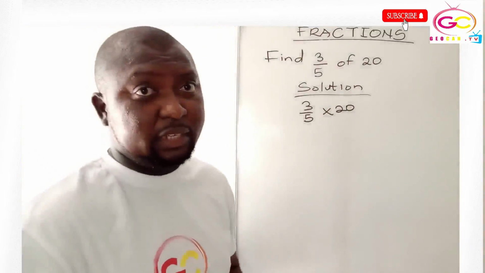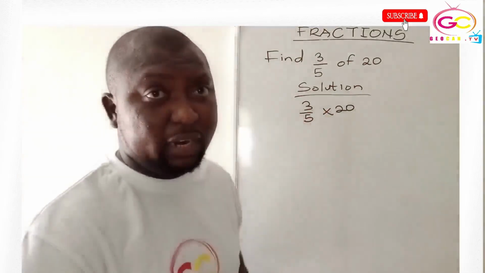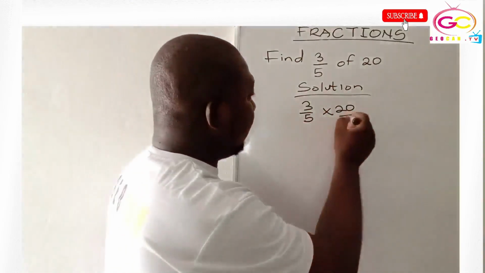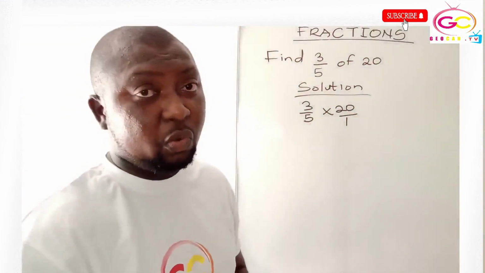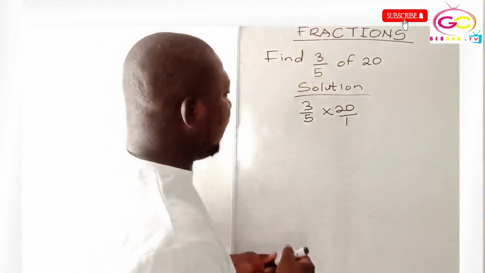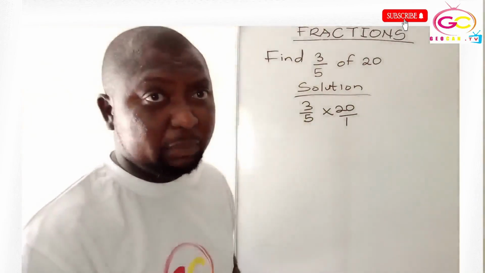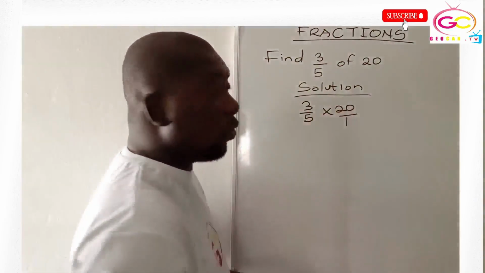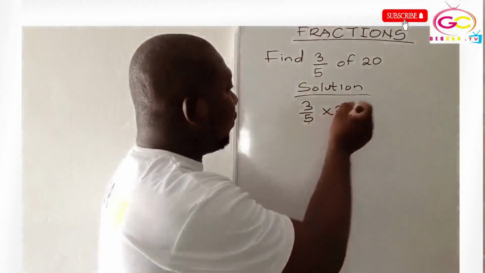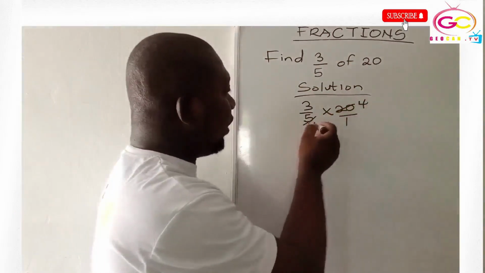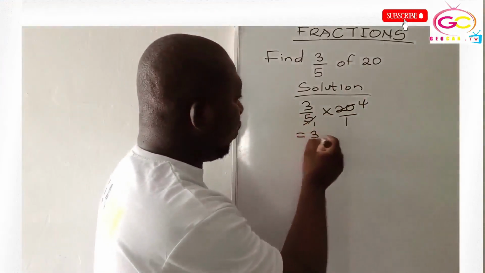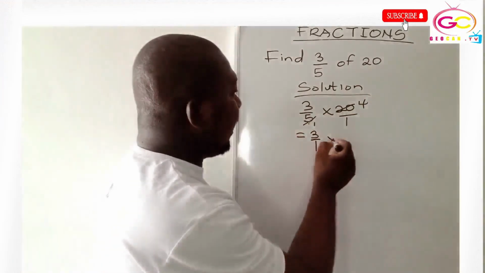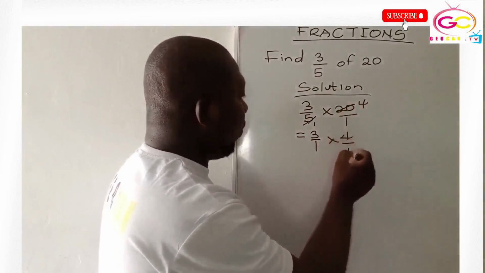Easy as A, B, C, D. One may decide to write 20 as 20 over 1 in order to make it easy for us. It's the same thing. The results will be the same. So now you can do cross multiplication. 5 can go into 20. So 5 4 is 20, and 5 will go into itself once. So it will be equal to 3 over 1 times 4 over 1.